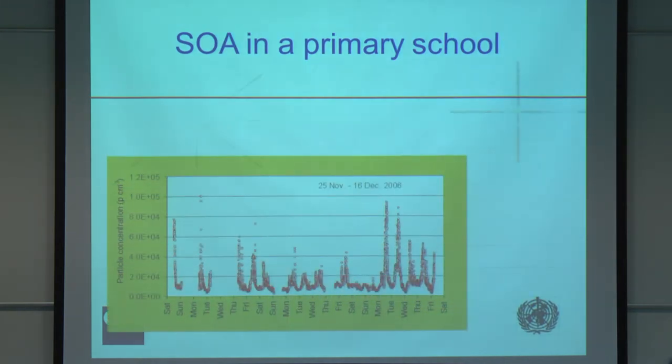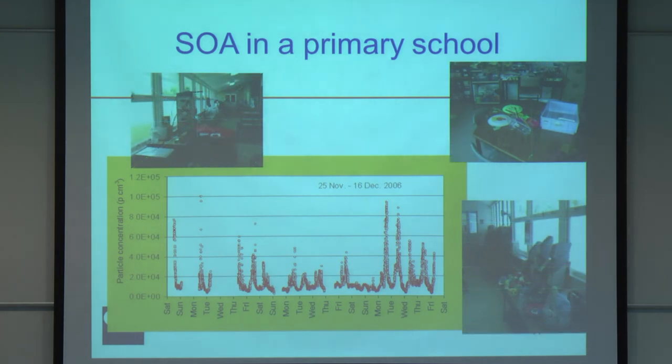Another example is this one, secondary organic aerosols in a primary school. Again, I'll talk a little bit more about this process on Sunday. But what we can see here, there are several days of measurements of particle concentrations, and some of them are quite high. If we are reaching the range of 10 to the fifth per cubic centimeter, these are not typical concentrations found outdoors unless we are in a very traffic-dense area.